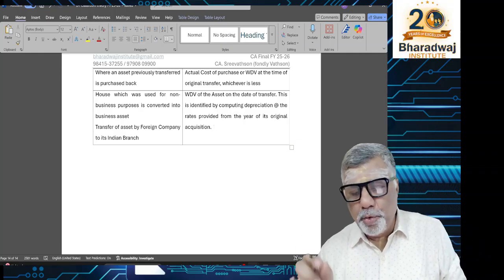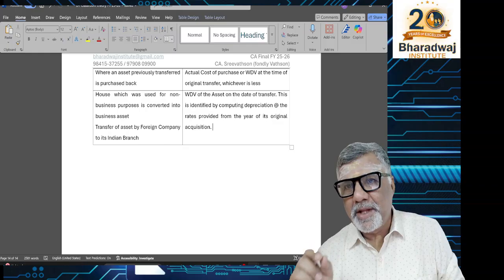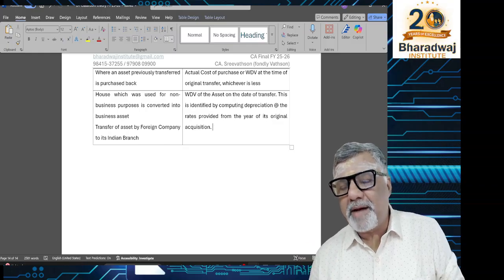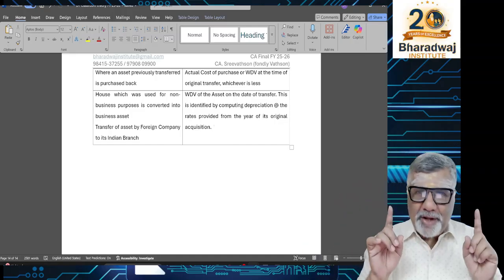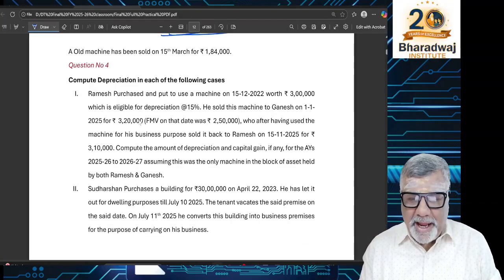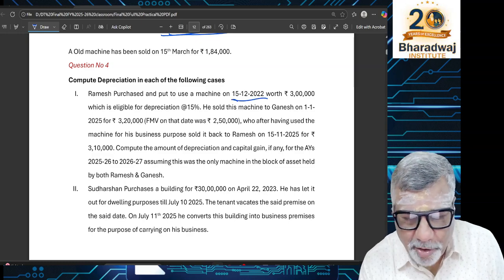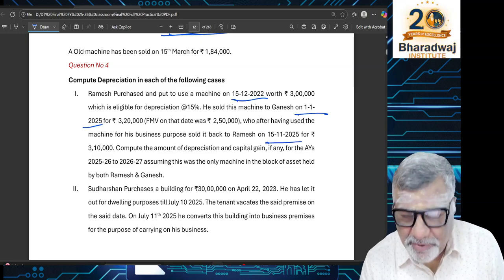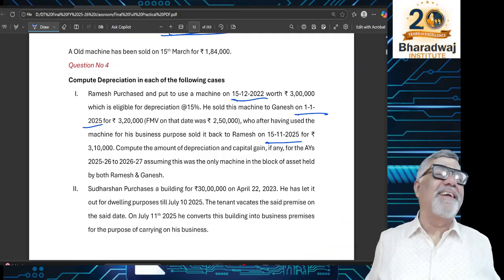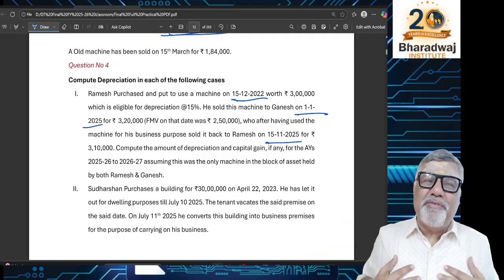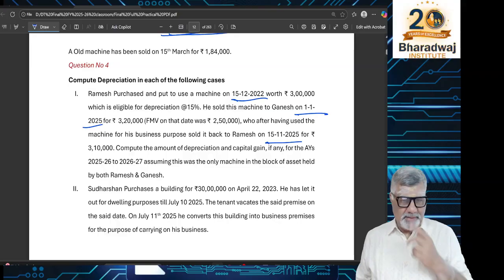WDV on the date of transfer. Suppose the foreign company transferred the asset on 15th November 2025. What value can we record it? Very good. I want to again make the class understand, because these are unique dates they will give you. 15/12/22, 1/1/25, 15/11/25. Sir, in income tax law, 31st March is the only date I can claim depreciation, and my WDV will be found out like that. Okay, right. Let's start.